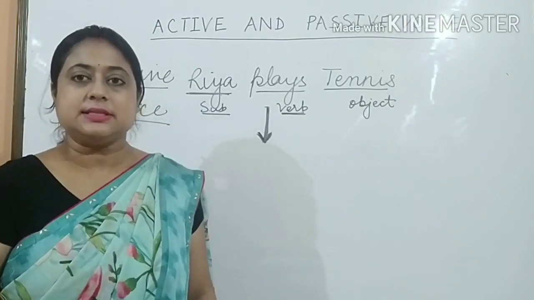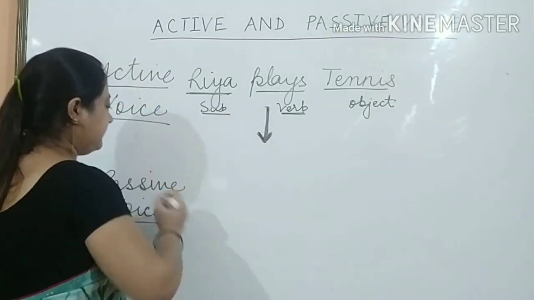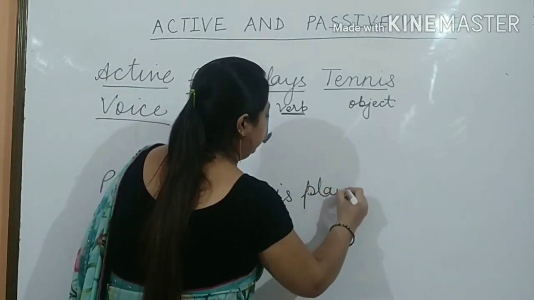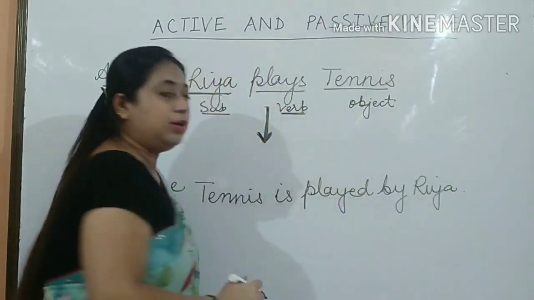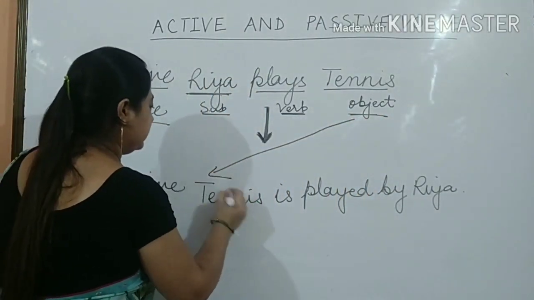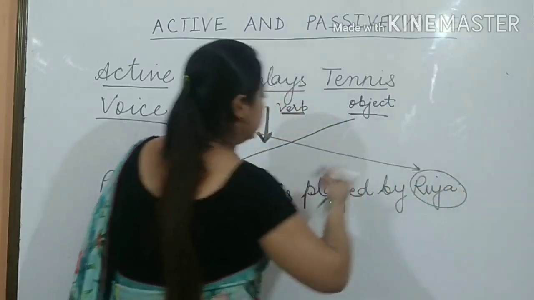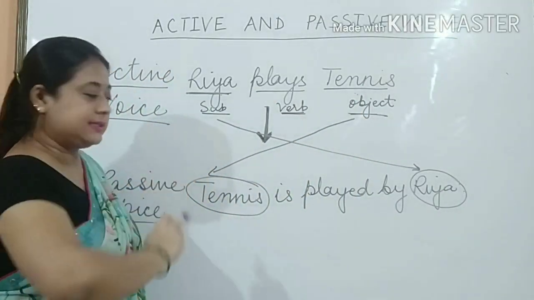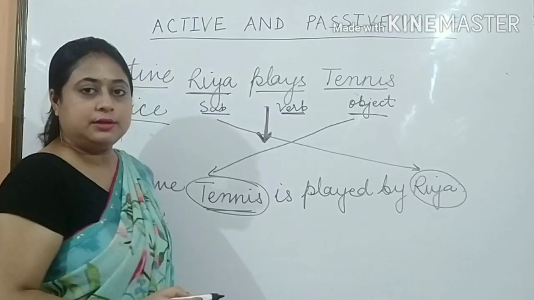Now let us see what happens in the passive voice. So in passive voice, the sentence will change into: tennis is played by Riya. So over here we see that the object becomes the subject and the subject becomes the object. The object that was tennis in the active voice has become the subject in the passive voice. It is interchanged, isn't it?